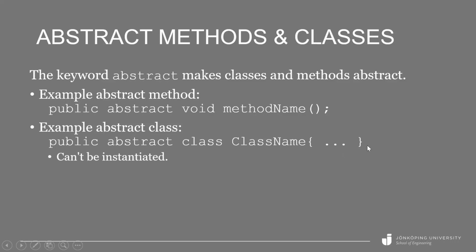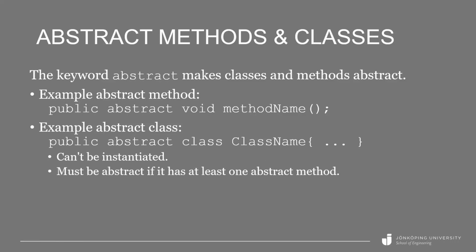But once you've done this, you can't create new instances of this class. Instead, what someone needs to do is create other classes that inherit from this class and then implement these abstract methods. Then these other classes can be instantiated.